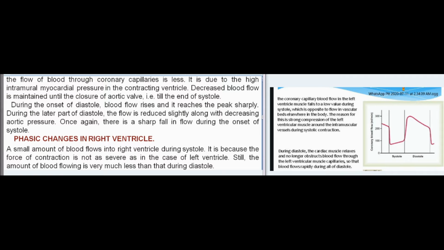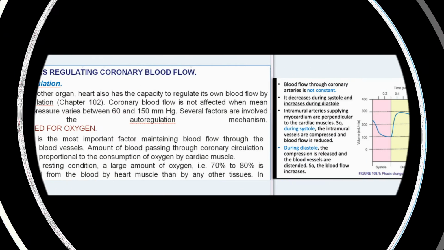Phasic changes in right ventricle. A small amount of blood flows into right ventricle during systole. It is because the force of contraction is not as severe as in the case of left ventricle. Still, the amount of blood flowing is very much less than that during diastole.